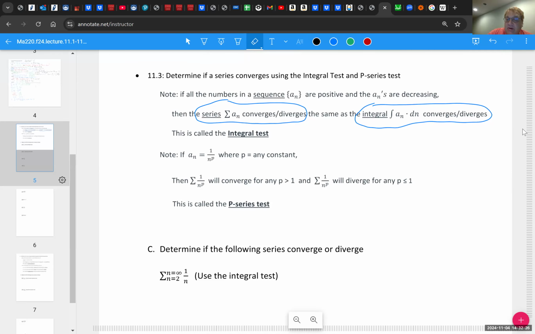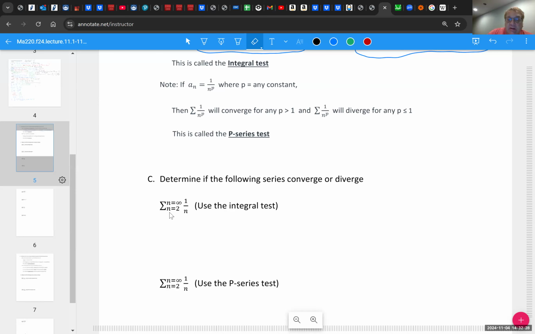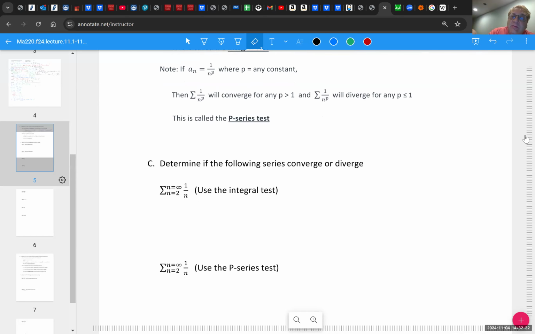I have the harmonic series right here, 1 over n. You may remember that from a previous video. If you write out the terms of 1 over n starting with 2, you get 1 over 2 plus 1 over 3 plus 1 over 4 plus 1 over 5. That is the harmonic series. We do know that the harmonic series diverges. We've seen it a couple times before, but we're going to use the integral test this time to see if it, in fact, does diverge by this test.